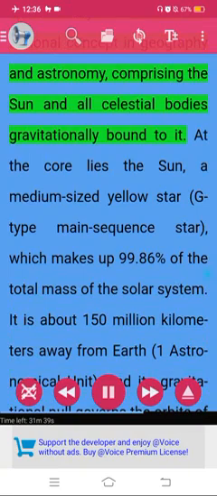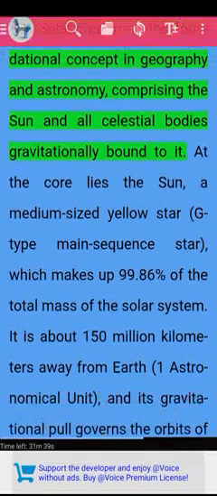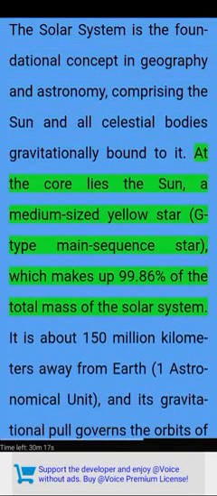The solar system is a foundational concept in geography and astronomy, comprising the sun and all celestial bodies gravitationally bound to it. At the core lies the sun, a medium-sized yellow star, a G-type main sequence star, which makes up 99.86% of the total mass of the solar system.